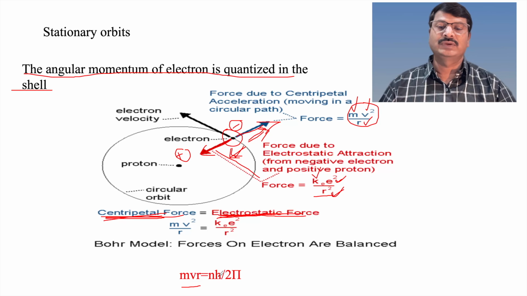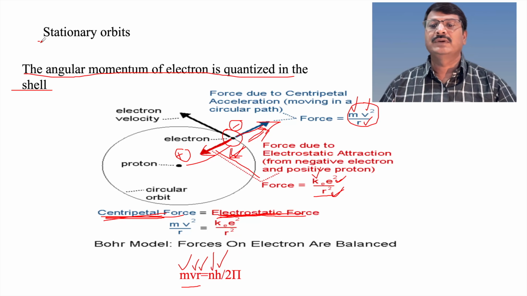So mvr is equal to nh by 2π. m is the mass of the electron, v is the velocity of the electron, r is the radius. Radius is nothing but this one. And n is nothing but the quantum number, that may be 1, 2, 3, 4 like that. h is the Planck's constant, and 2 and π both are constants.